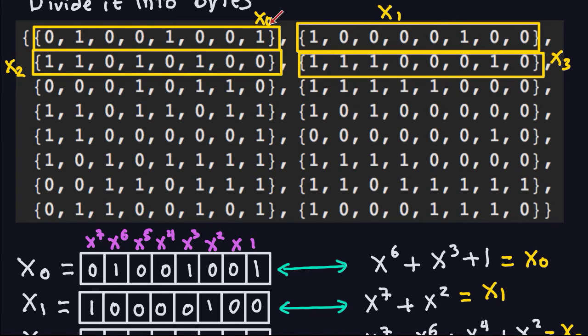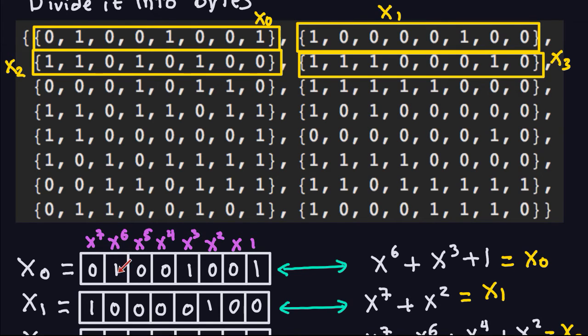If you look here at x0, x0 is 0, 1, 0, 0, 1, 0, 0, 1. That's exactly what I have here. Now remember, to get the polynomial out of this, you imagine that this position holds x to the 7th power. The next one will hold x to the 6th, x to the 5th, x to the 4th, and so on. If you go ahead and do this byte, it corresponds to this polynomial right here. The reason is that wherever you have the ones, those are the powers you're going to use.